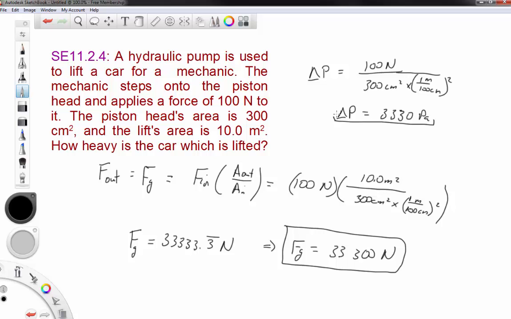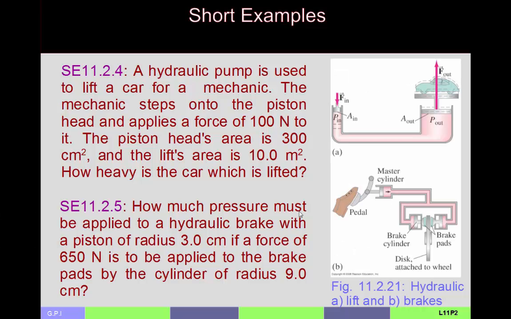Given that an atmosphere's pressure is 101,000 pascals, we're talking about 3% of an atmosphere, and that's far less than a pound per square inch, for example.